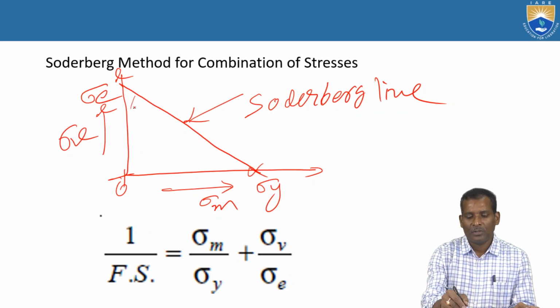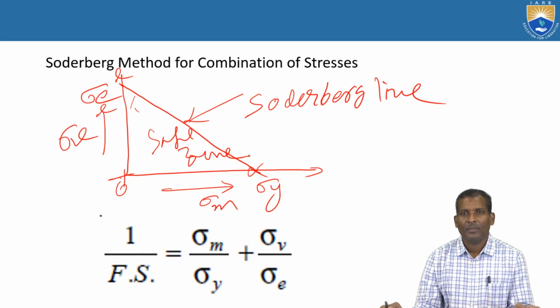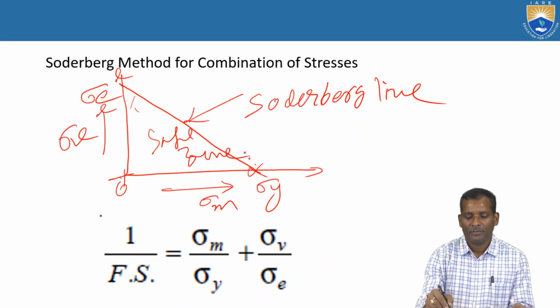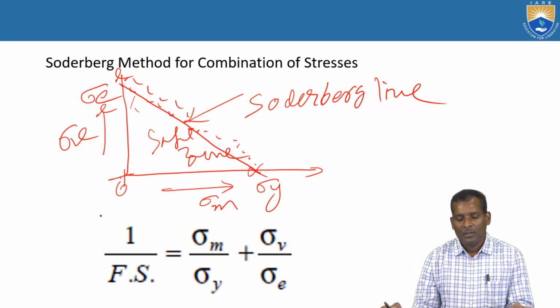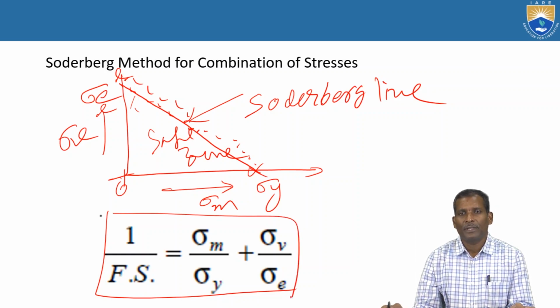Up to here in this zone only, this is a safe zone. Beyond this line, the component may reach failure points. So 1 by factor of safety is equal to sigma m, mean stress, upon yield stress, plus variable stress upon sigma e, the endurance strength value.